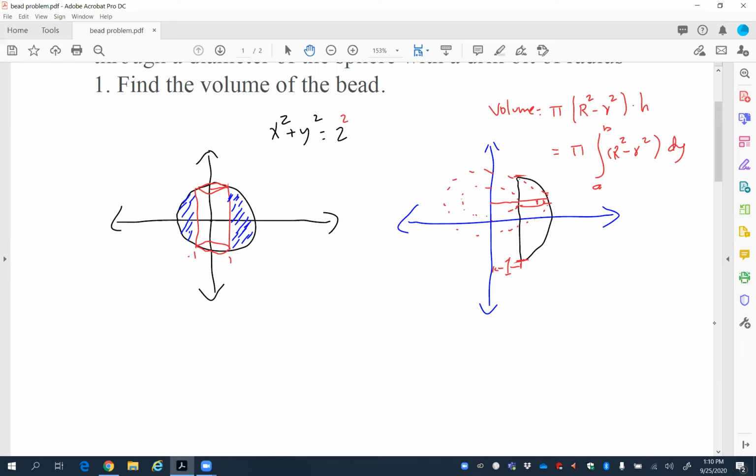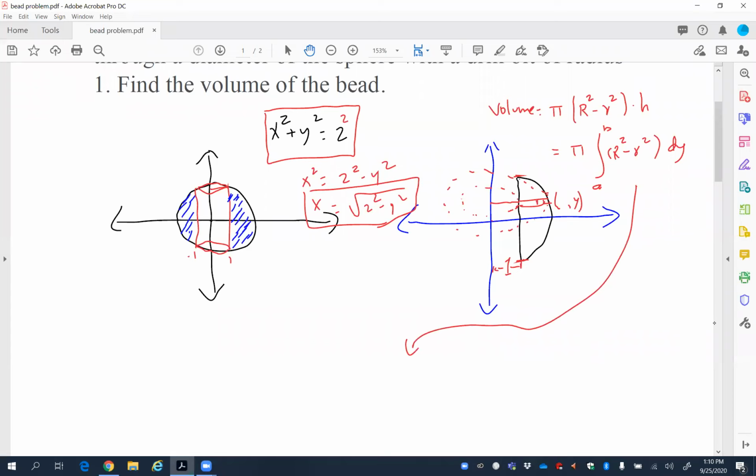to the outer curve, which is actually the x value. As we know, the outer curve can be represented by this sphere. So if you want to express your x value in terms of y, then x squared equals 2 squared minus y squared. So x equals the square root of 2 squared minus y squared. But we need x squared because the radius is x squared here.